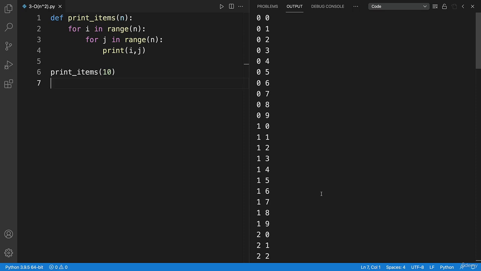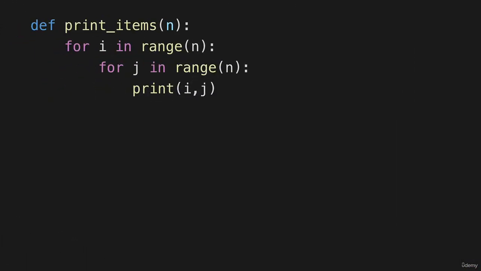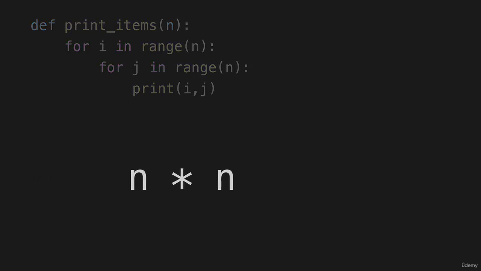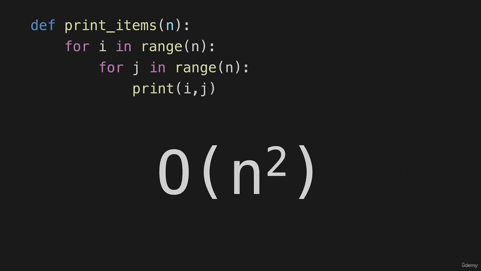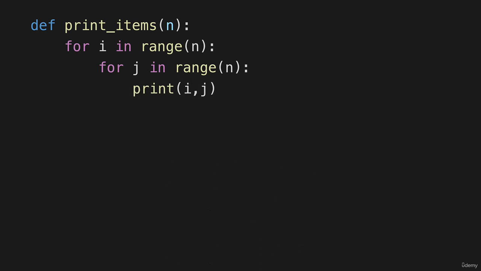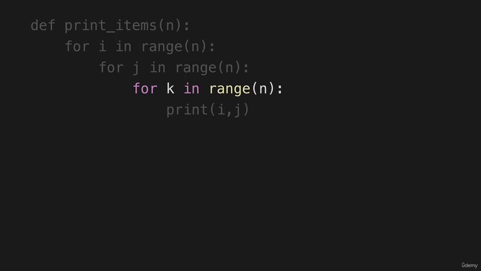Okay, so now let's flip back over. So when we printed this to the screen, we got n times n items printing out, or n squared, and that's where we get our O of n squared. So instead of doing this as two for loops, one after the other, let's look at what happens when we take this one level deeper. And then we're also going to print out the k from this for loop. Now we have a for loop within a for loop within a for loop.